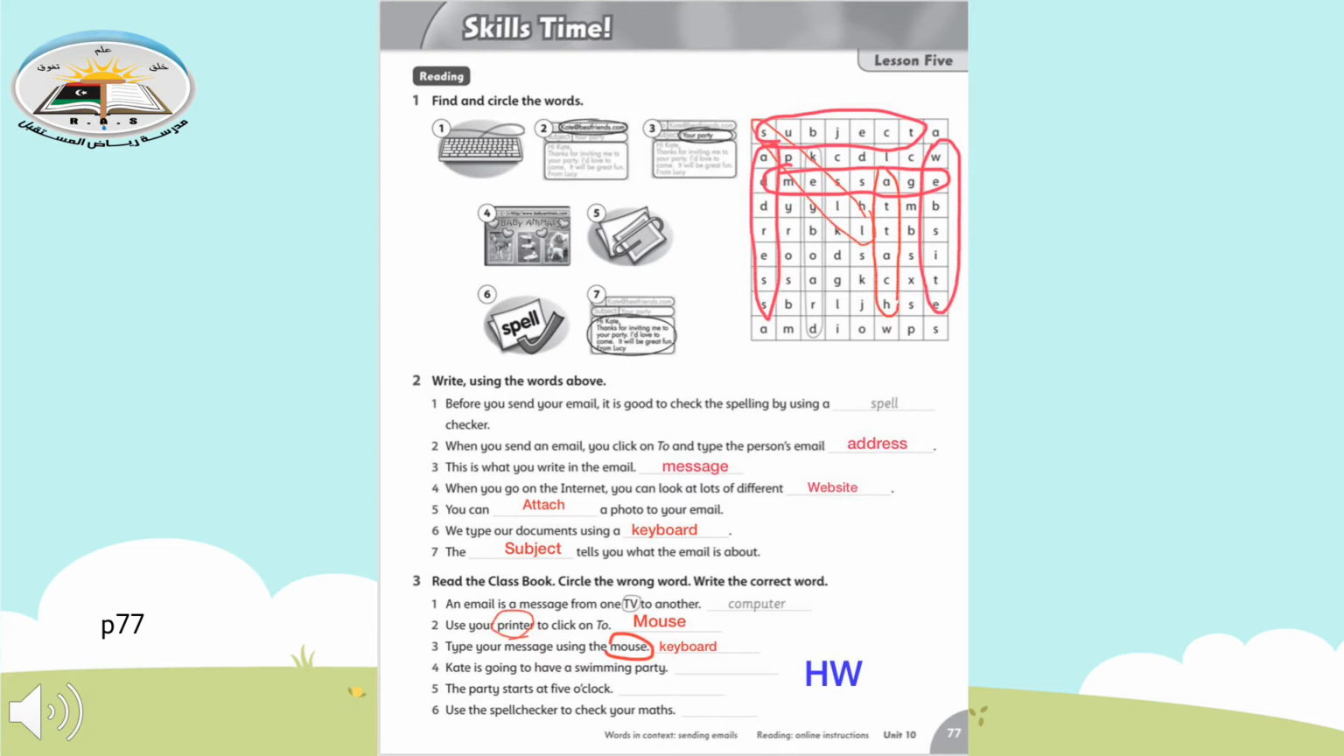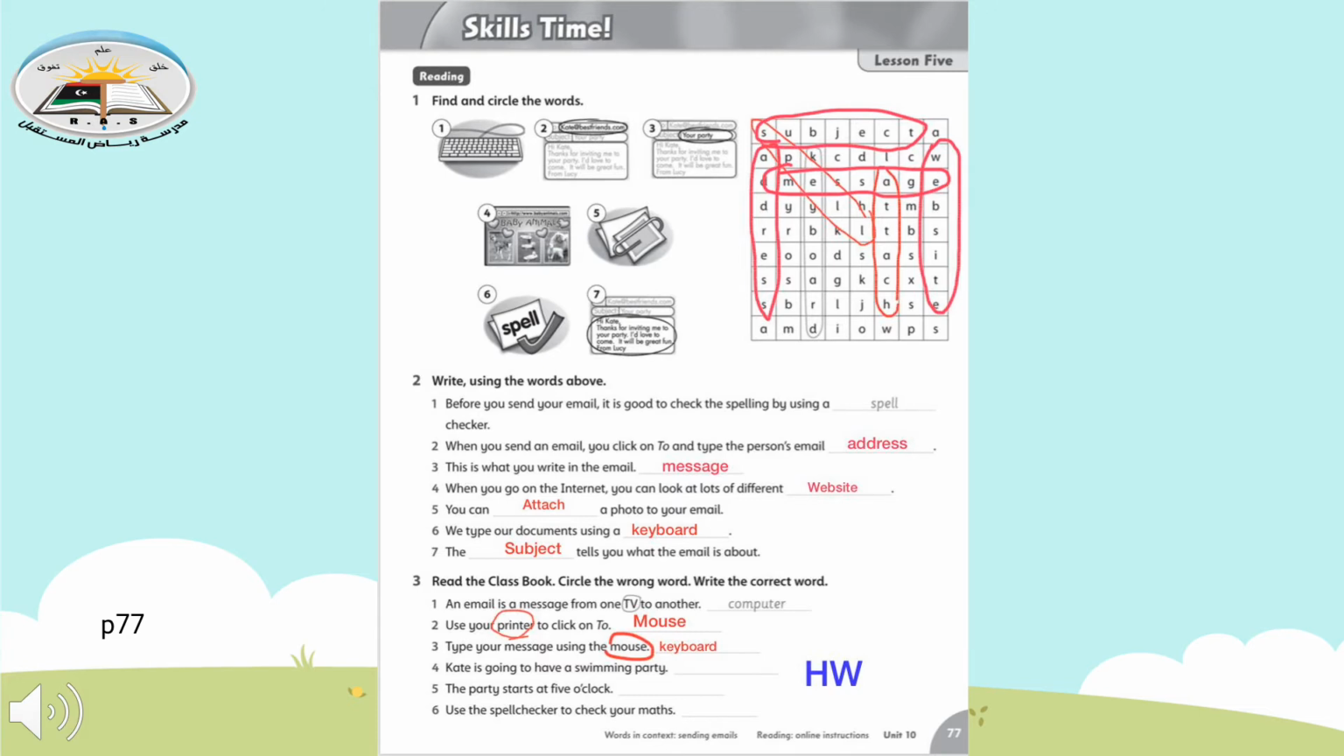We have number 1, keyboard. Number 2, email address. Number 3, subject. Number 4, website. Number 5, attach. Number 6, spell check. Number 7, message. Question number 2, write using the words above.